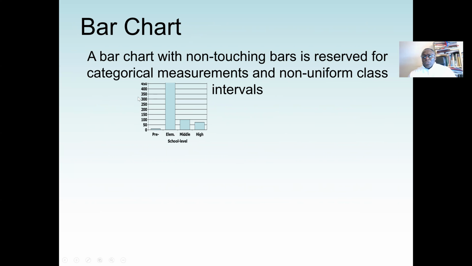Always the vertical axis will be our frequency. If I saw 20 yellow cars, then the bar will go up to 20. If blue cars are 3, then the bar will go up to 3. Here we are using school levels: preschool, elementary, middle, and high school. So a histogram is for quantitative data using the class width, and vertically it will be the frequency, the total tally. For a bar chart, the x-axis will be qualitative data or categorical measurement.